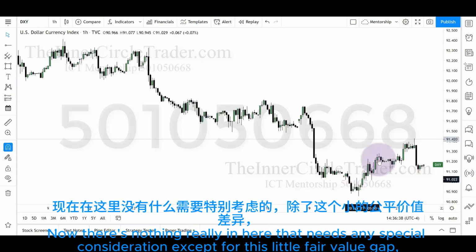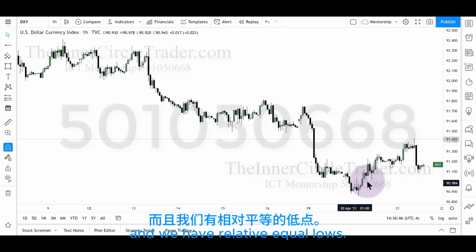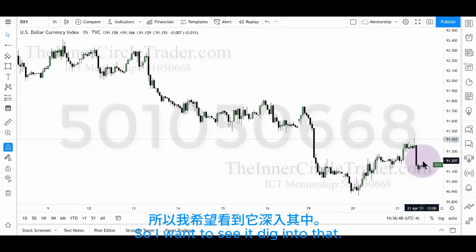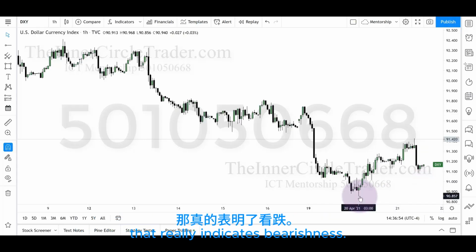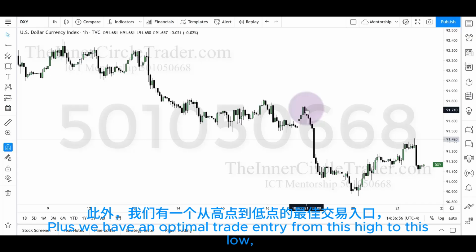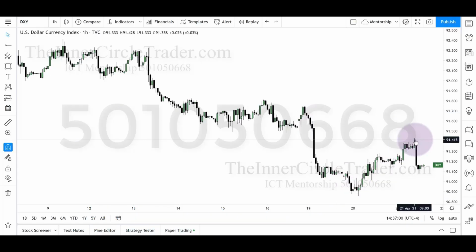Now there's nothing really in here that needs any special consideration except for this little fair value gap, this bullish order block overlapping, and we have relative equal lows. So I want to see it dig into that, and then if it overtakes it and goes below this low, that really indicates bearishness. Plus we have an optimal trade entry from this high to this low, which we traded up into with that breaker.